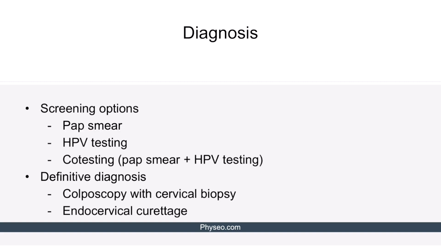The diagnosis of cervical neoplasia and cancer is arguably the most important and high-yield part of this lecture for the purpose of USMLE Step 2. The diagnosis usually begins with one of the following screening options: a pap smear, HPV testing, or co-testing, which means that a clinician performs both a pap smear and HPV testing at the same time. Following positive screening, clinicians may obtain a definitive diagnosis using colposcopy with cervical biopsy, which is often accompanied by endocervical curettage to help sample the cells from the endocervical canal.